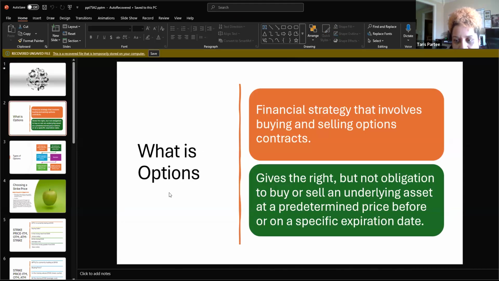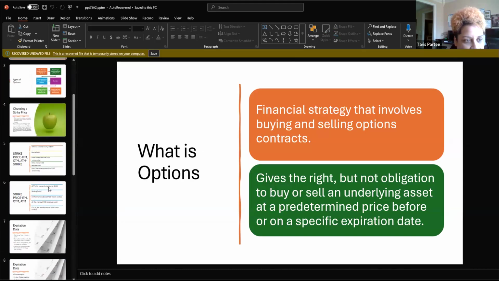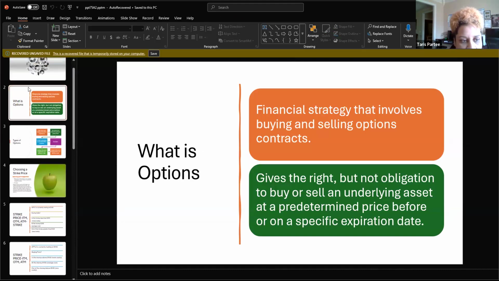What is options? Options is a financial strategy that involves buying and selling options contracts. Now, of course, I'm not going to just sit here and read slides to you. I'm going to be explaining to you each one of these slides as we go by. And let's see, we got 15 slides. So we're going to try to do this in a timely manner.